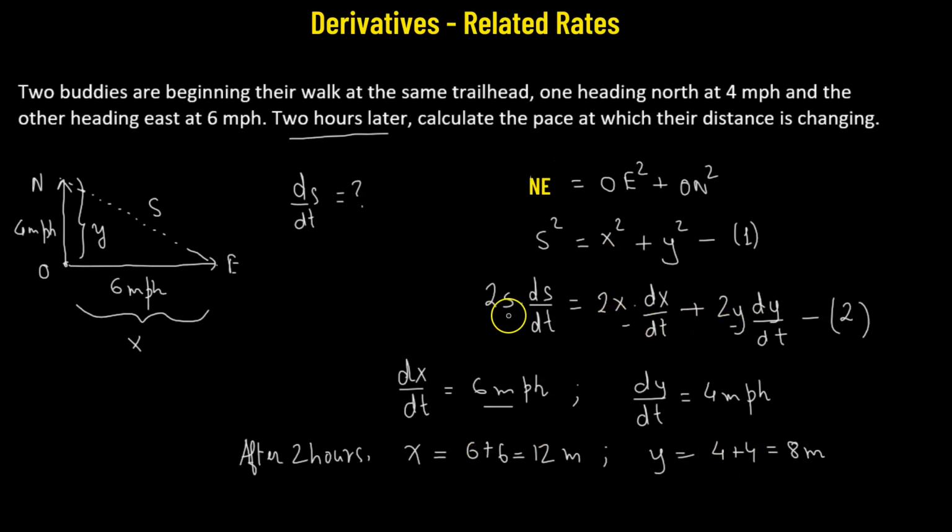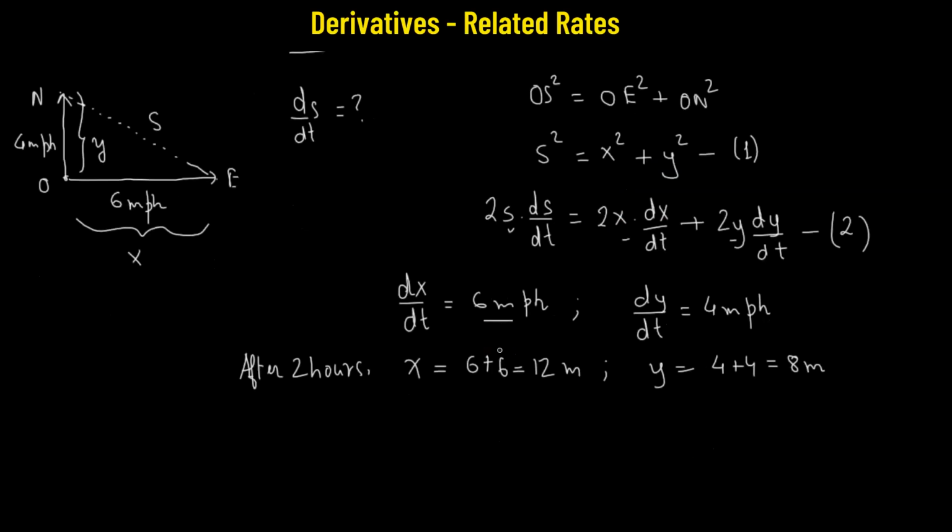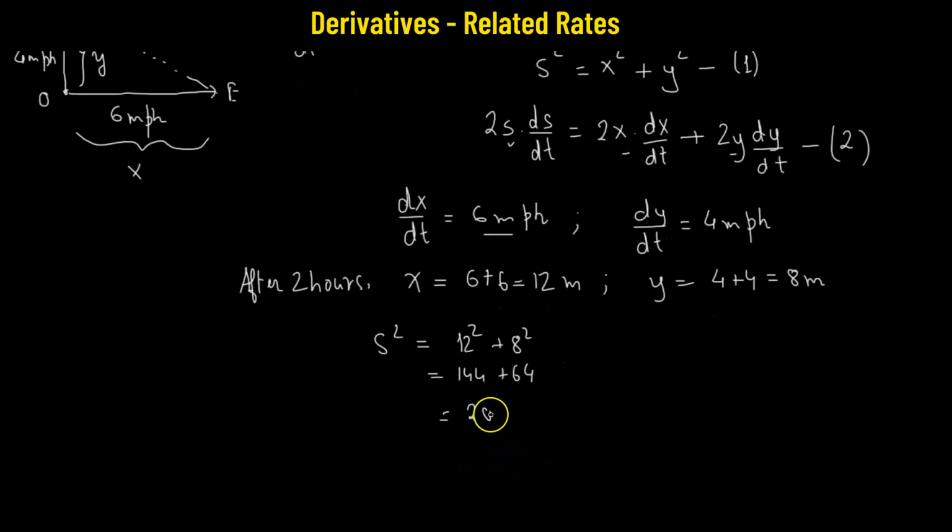Now we also need to find the value of s. So s squared is equal to 12 squared plus 8 squared. 12 squared is 144 and 8 squared is 64. So this will be 208. So after 2 hours, the distance between the two friends will be square root of 208 meters. Fine. Now we will substitute all these values into equation number 2.